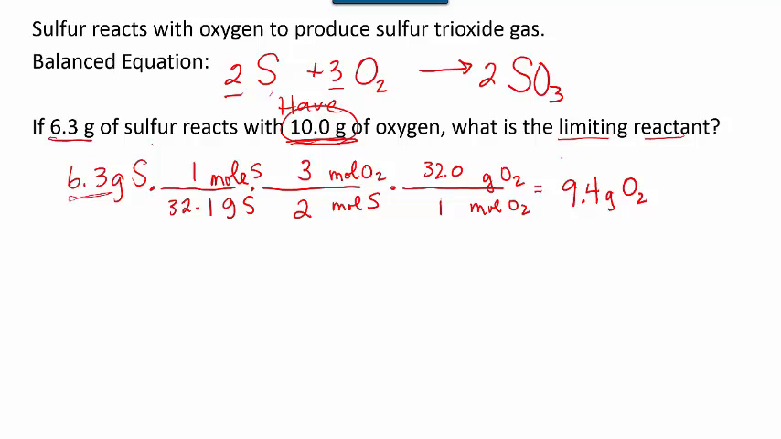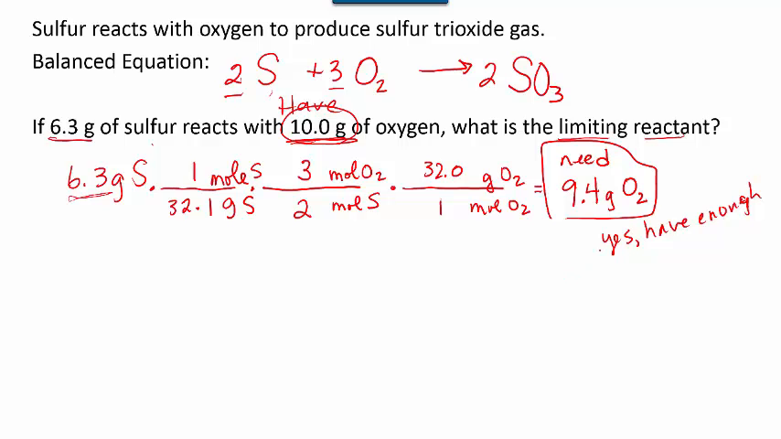So this is how much I would need. I have 6.3 grams of sulfur. If I use up all 6.3 grams of sulfur, I only need this much oxygen. Do I have that much oxygen available? Go back to your problem. I have 10.0 grams. Do I have enough oxygen? So yes, you have enough oxygen, right? You actually have 0.6 grams more than what you need.